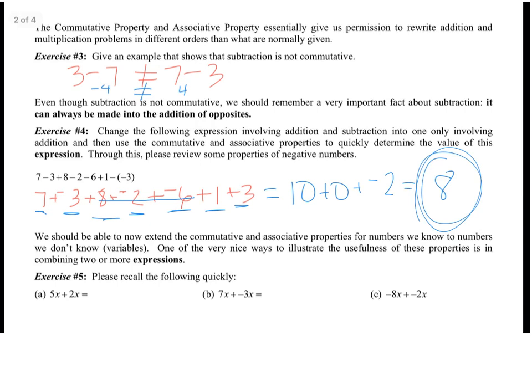We should be able to now extend the commutative and associative properties for numbers we know to numbers we don't know, so variables. One of the very nice ways to illustrate the usefulness of these properties is in combining two or more expressions. So 5x plus 2x, they have the same like terms, so they become 7x. 7x plus negative 3x, they're the same terms, so they are 4x. And negative 8x plus negative 2x is negative 10x.